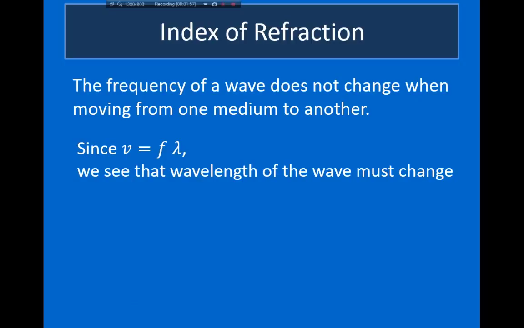Recall that the speed that a wave is traveling at is related to the frequency and wavelength according to this formula right here. And so what this means is that if the speed of a wave changes when the wave moves from one material into another, then either the frequency or the wavelength also has to change. And an important thing to understand is that the frequency of a wave doesn't depend on the speed that the wave is traveling. It doesn't depend on the material that the wave is traveling through.